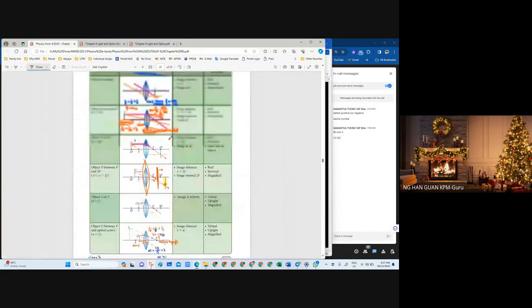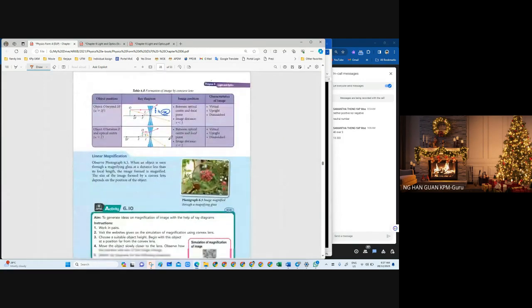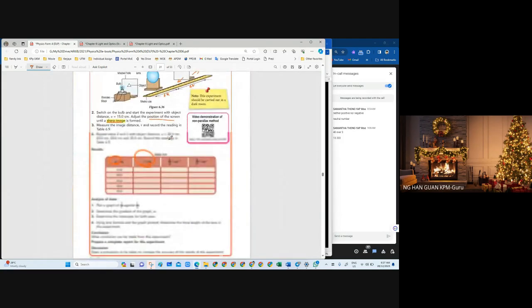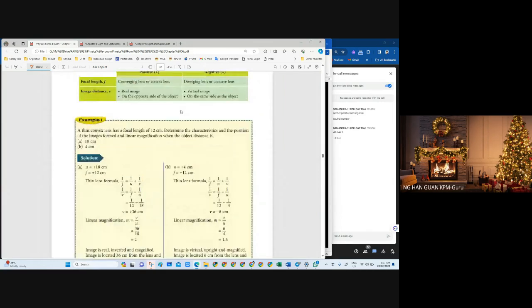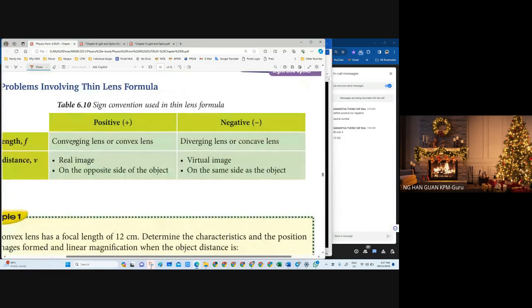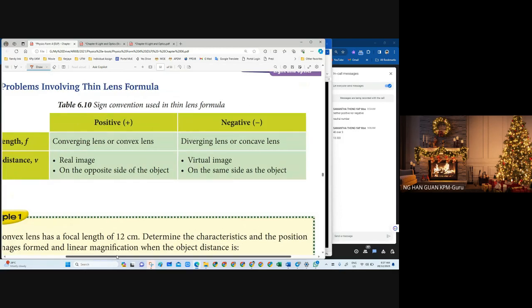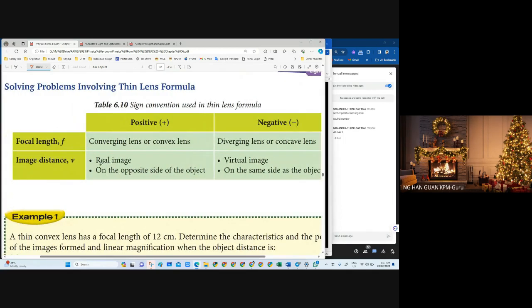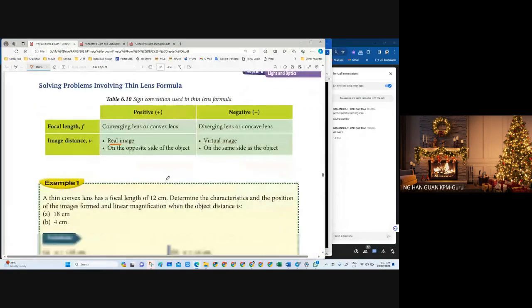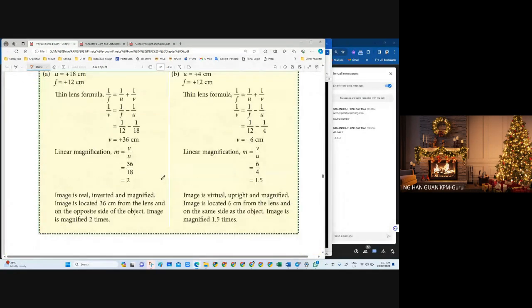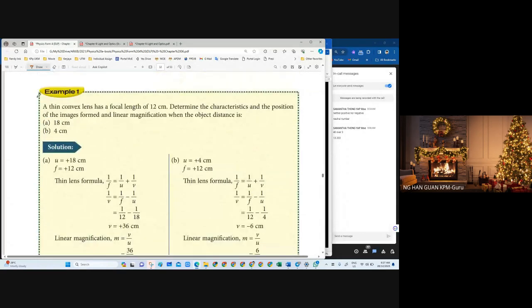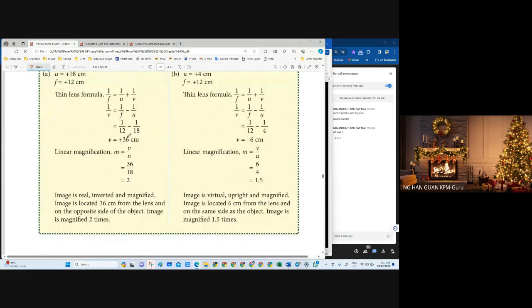Okay. So I think basically for 6.3 and 6.4, we are done already. For the lens equation, you saw just now it mentioned the positive and negative for the f. So it will be a real image, but it doesn't tell you that real must be inverted, virtual must be upright, and also no comments about the size. So hopefully you learn from what we have discussed. It just shows the example here of how we apply the formula to know the characteristics of the image.